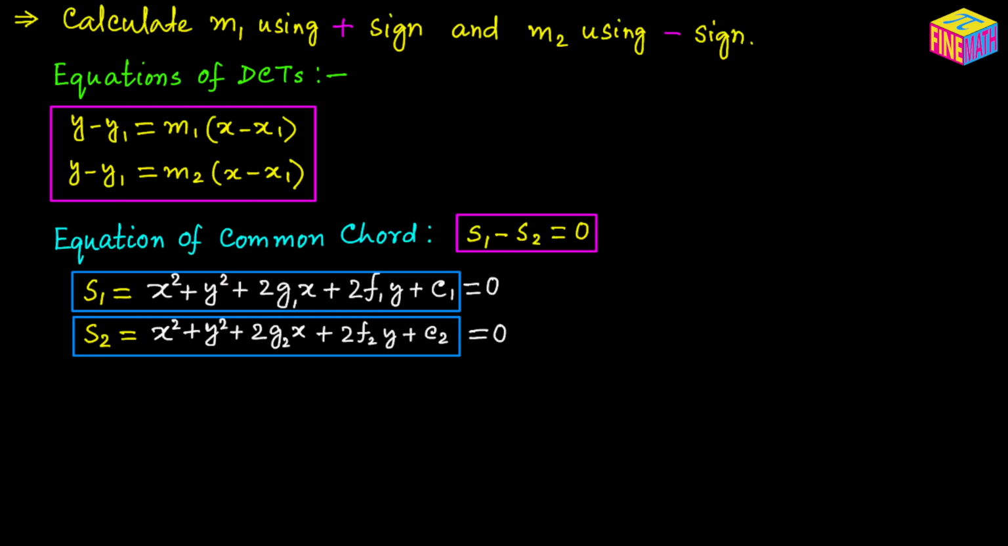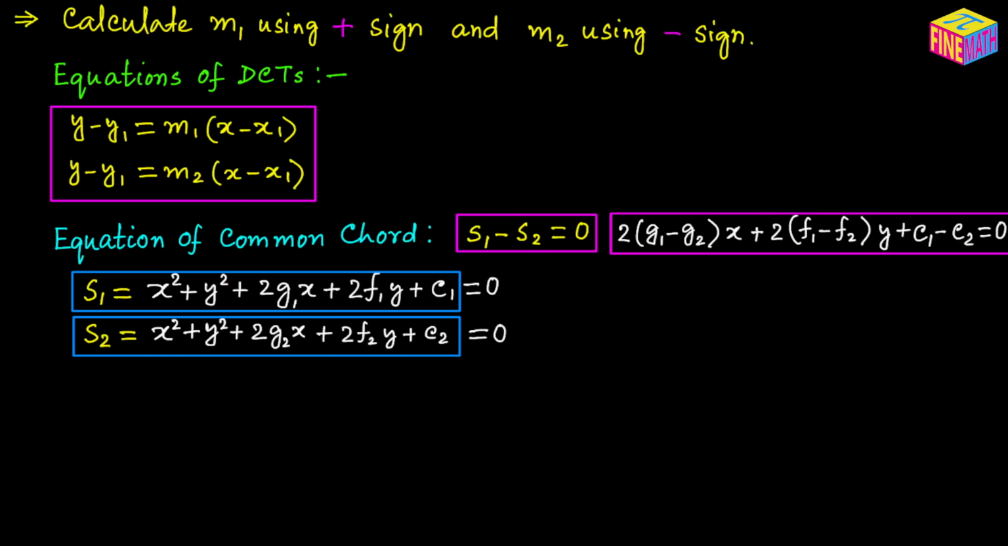With this notation, the equation of the common chord would be s sub 1 minus s sub 2 equals 0. And if we plug in the values of s sub 1 and s sub 2, the equation will ultimately look like this: 2 times (g sub 1 minus g sub 2) times x plus 2 times (f sub 1 minus f sub 2) times y plus c sub 1 minus c sub 2 equals 0. I hope things are clear up to this point.